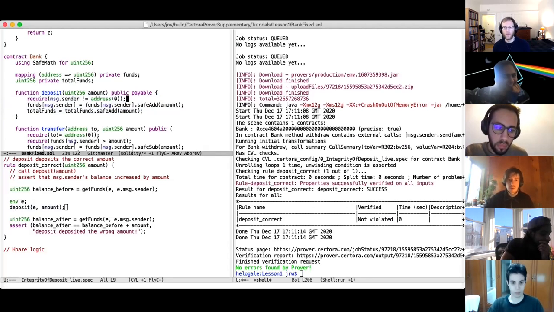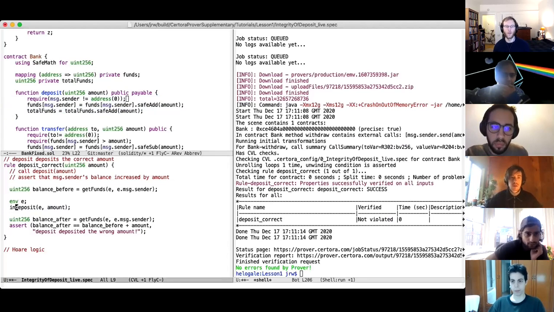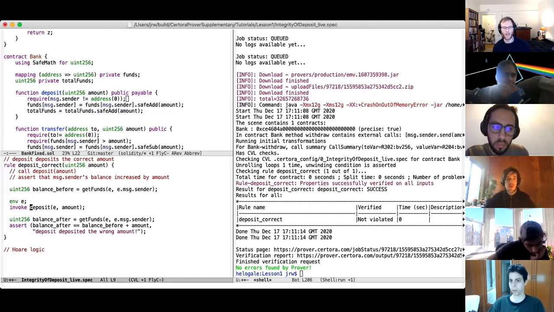Wait, so quickly, what's the difference between calling deposit and calling sinvoke deposit? There's no difference. Oh, I see. That's what you're describing. That is the default. Okay. So if you explicitly say invoke instead of sinvoke, so sinvoke is the default. If you say invoke, that means the S is for safe.